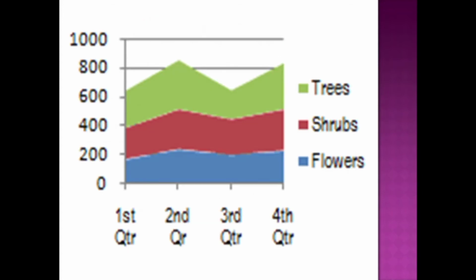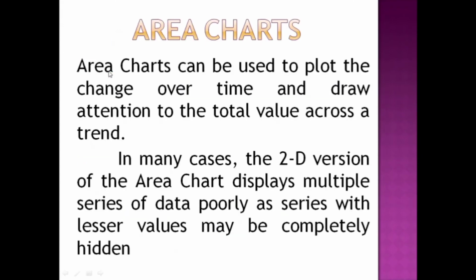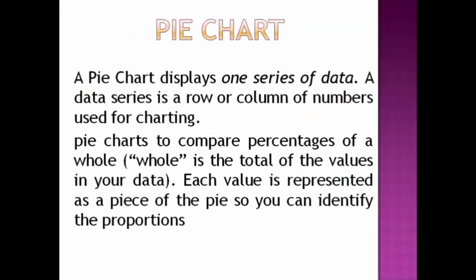So here you have seen in the figure, it is the area chart. The series is completely hidden. Here you have seen the green area shows the trees, the red one shows the shrubs and the blue one shows the flowers. It is the first quarter, second quarter, third quarter and the fourth quarter. The lesser area cannot be displayed completely or clearly.